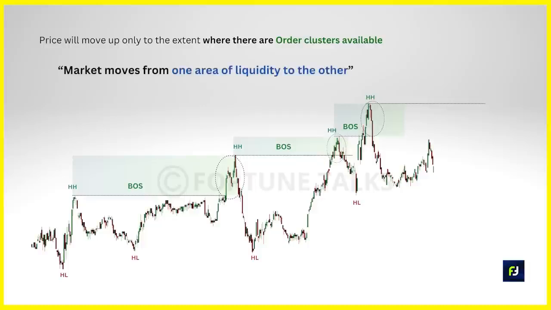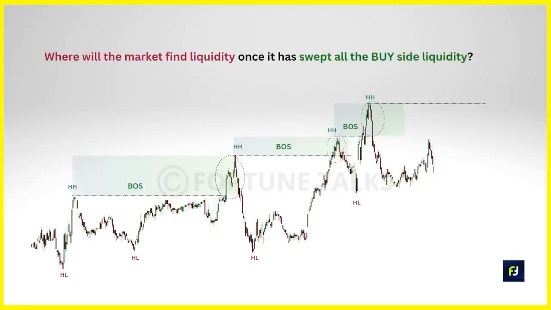Now, one thing that you must keep in mind is that the market moves from one area of liquidity to the other. So based on this idea, where will the market find liquidity once it has swept all the orders above the previous swing high, or once the buy side liquidity is completely taken out? Think about it. There is no liquidity available anywhere higher. So no point in going higher. So where will the market go now?